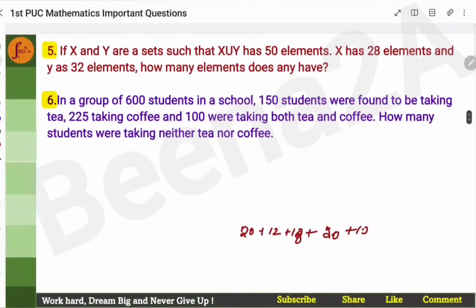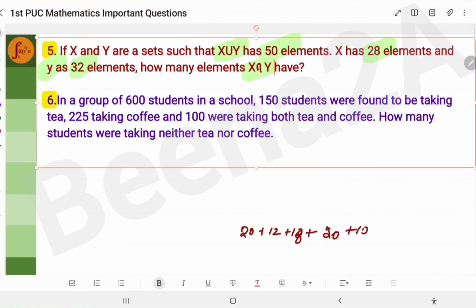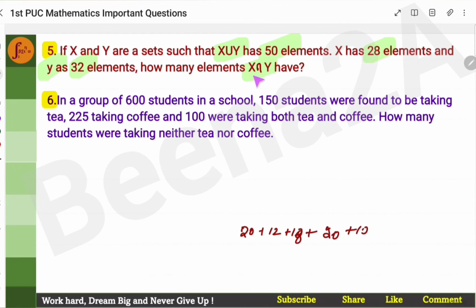Then next one is, if you have 2 sets and the union set has 50 elements, set X has 28 elements, set Y has 32 elements, then you have to find how many elements X intersection Y has. Then you have another example. You have students, and you have to find out how many take tea, how many take coffee, all these kinds of combinations.